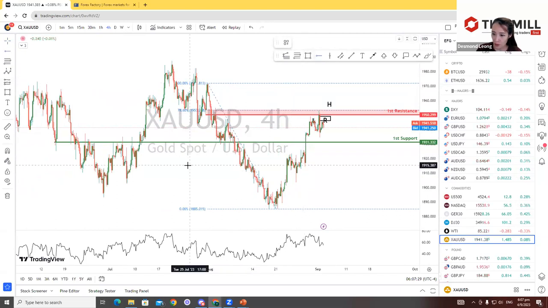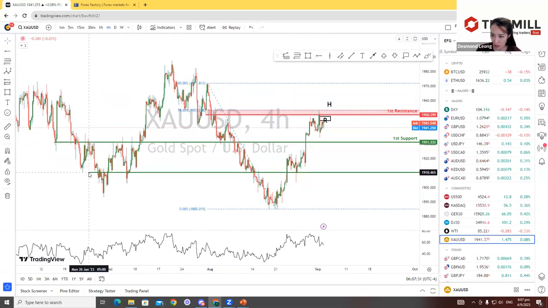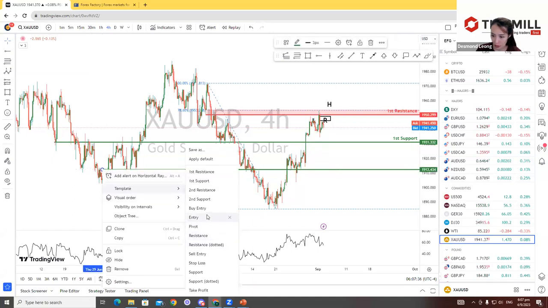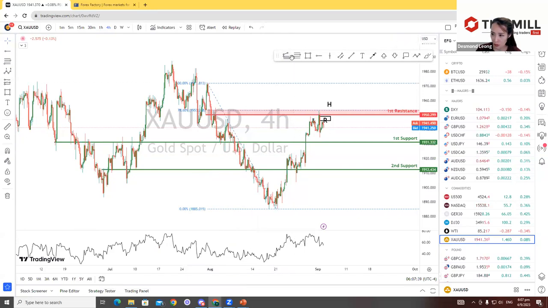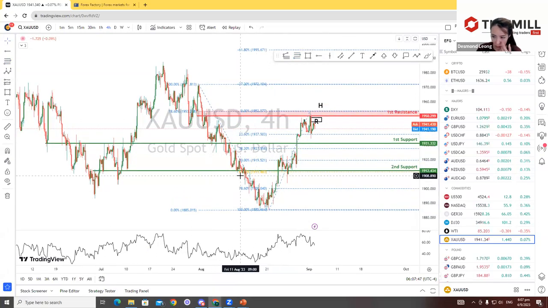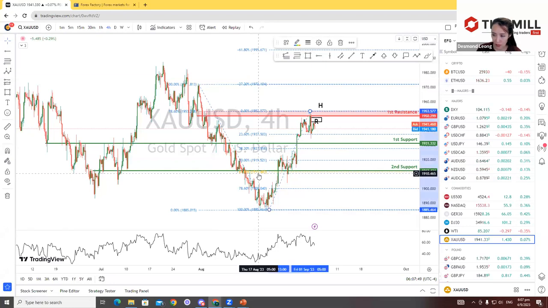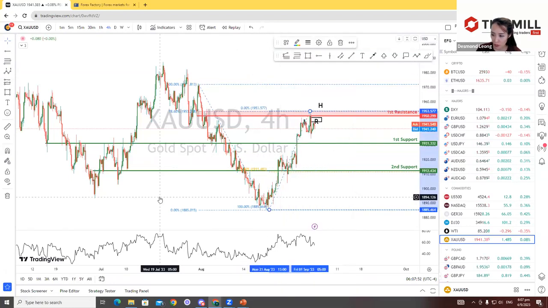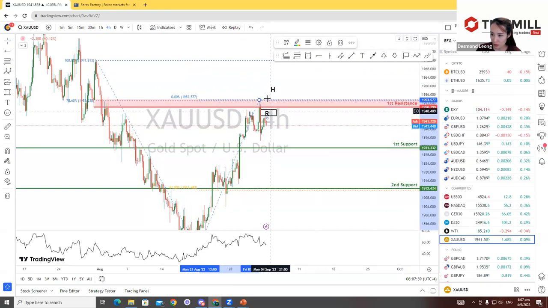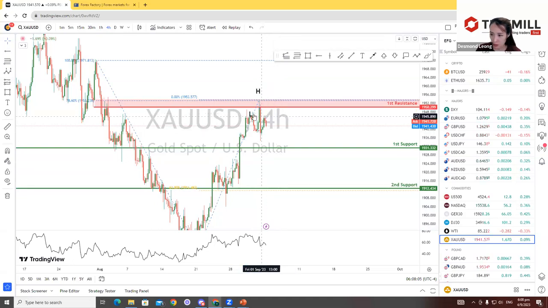What about my second support? I choose this as my second support, and I draw fib again. What you can see here is 61.8%, the golden level, right? Then I will show 61.8%, which is my support level here. Let's see whether price will fall all the way down, but today you may not see that much movement.